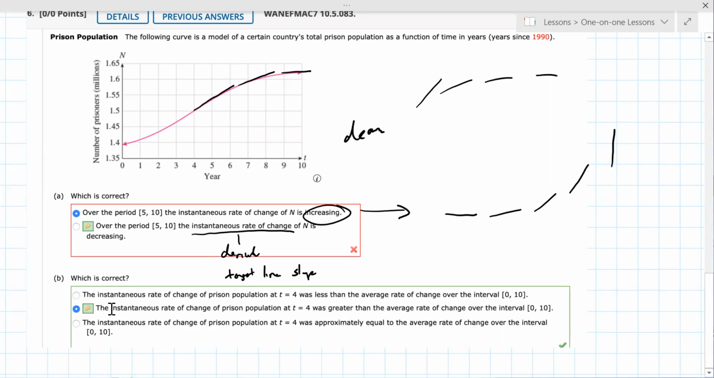So for the next one, for B, the instantaneous rate of change at t equals 4 is greater than the average rate of change over the interval. Okay, so the average rate of change, the ARC, that's just your regular slope. I actually remember us working on these problems here. So from 0 to 10, what is the line that connects those? It's that slope right there. And then the tangent line at 4, see how it's steeper than that one? That's why it's greater than. Okay. And that's what it's referring to.